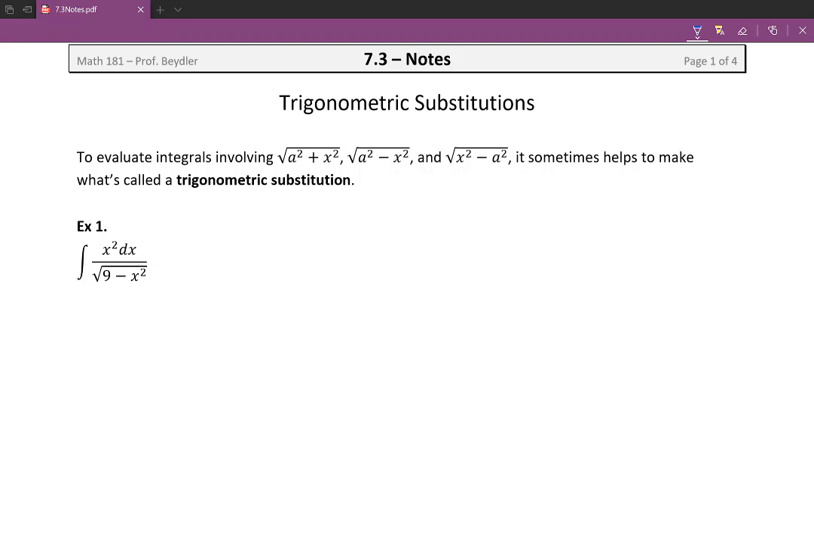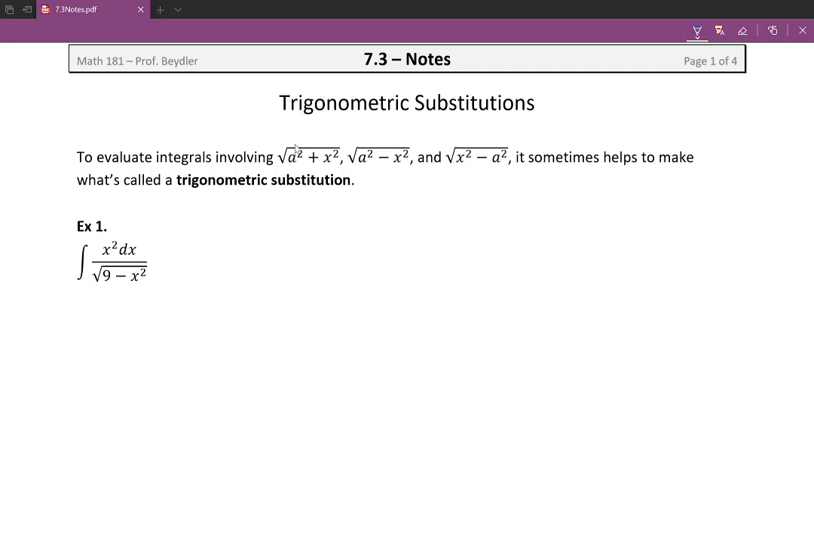Hello everyone. Today we're going to talk about trigonometric substitutions, which is another technique in your tool belt for evaluating integrals. So it says here that to evaluate integrals involving the square root of a squared plus x squared, the square root of a squared minus x squared, and the square root of x squared minus a squared, it sometimes helps to make what's called a trigonometric substitution. And I should mention that a here is just some constant.